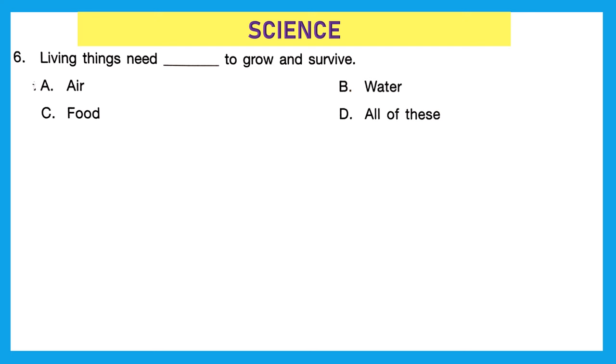Moving to our second section, that is science. Question 6. Living things need dash to grow and survive. Now we have to find out which things we need as a living being to grow and also to survive. A, air, do we need it? Yes, we do. B, water, do we need it to survive? Yes, of course we do. C, food, do we need it to survive and grow? Absolutely yes. Option D is all of these. So we know our correct option is option D.